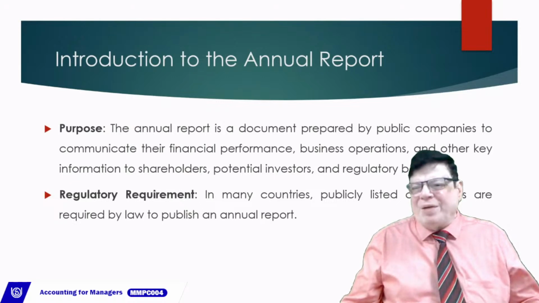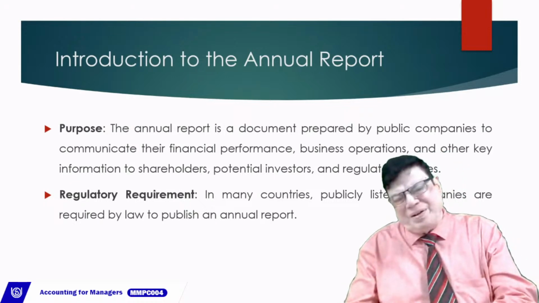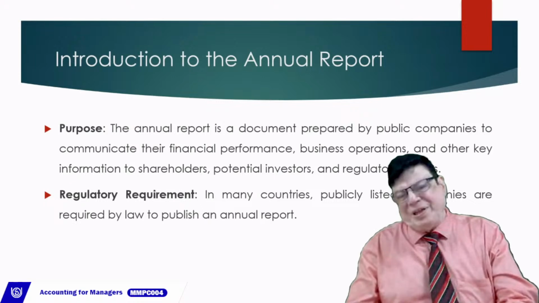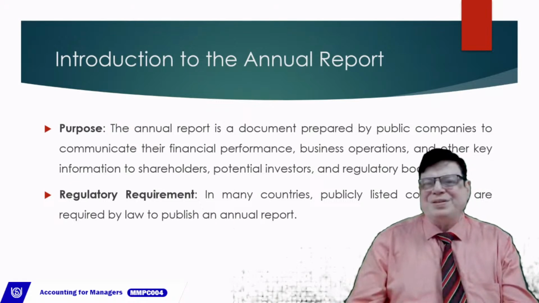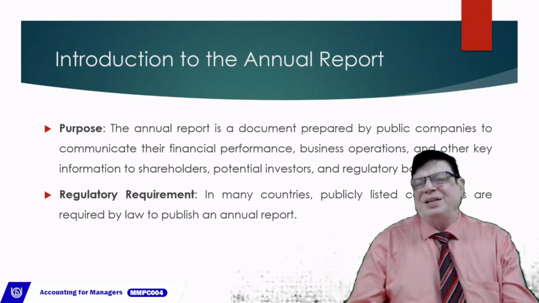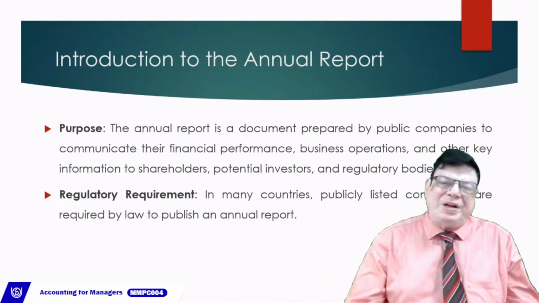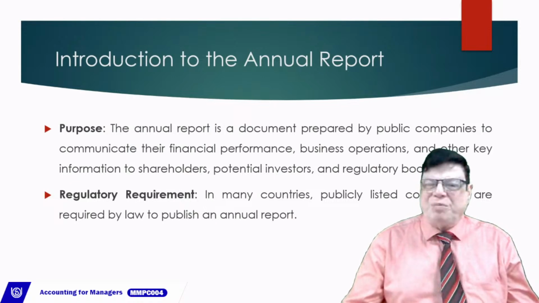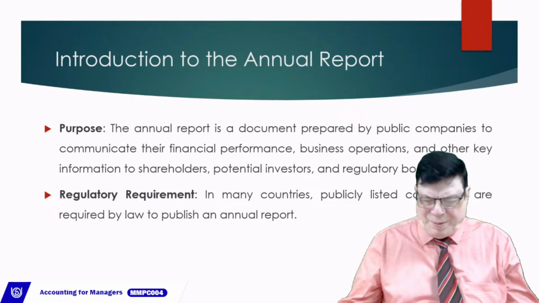So regulatory requirements one has to fulfill. And then every year, this public limited company has to publish their annual report, which contains the financial performance, then business operations, and other key information required by stakeholders, potential investors, and regulatory bodies. They also publish the balance sheet and profit and loss account in the annual report.